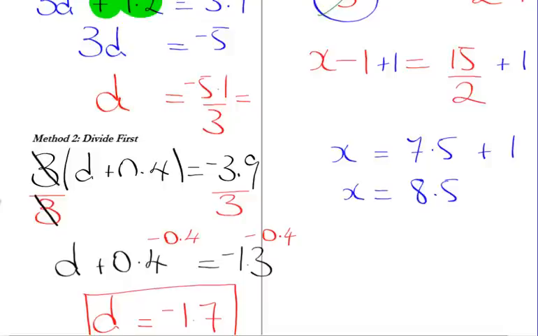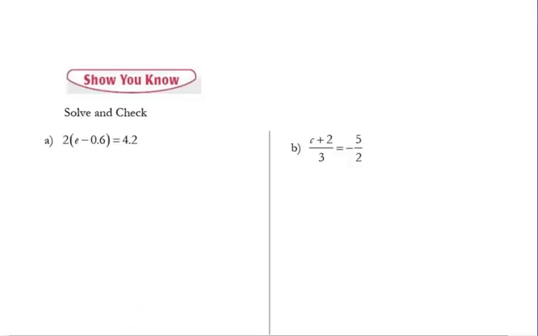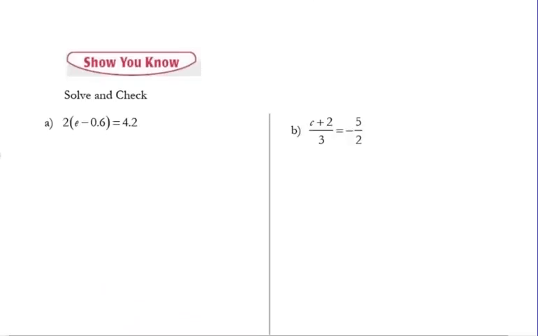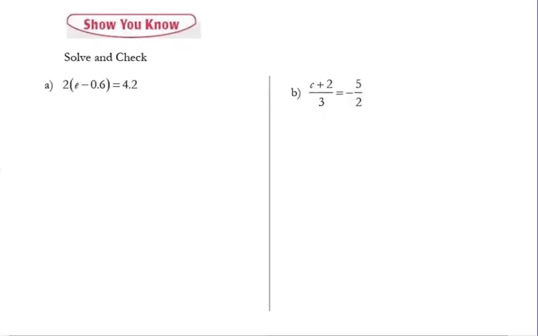So, I would like you to flick over the page, and you can pause the tape and show you know. Now, for the first one here, you can either expand out the brackets, or you could simply divide everything by 2 first. All right, so pause the tape.